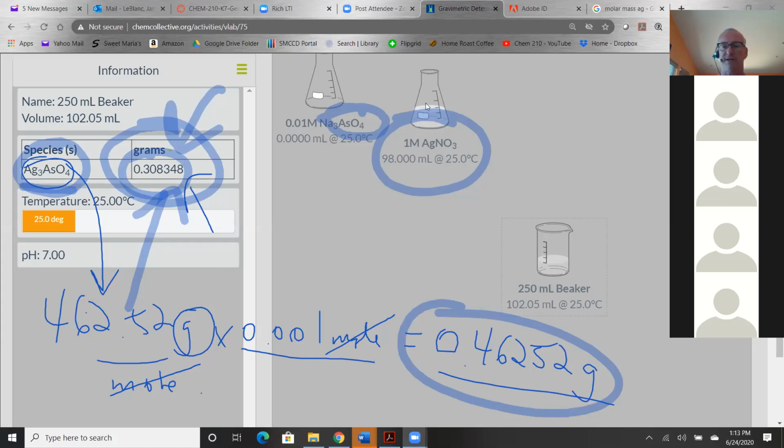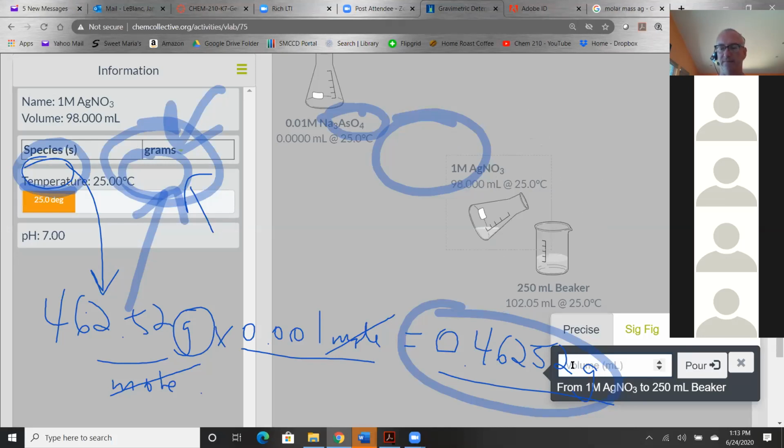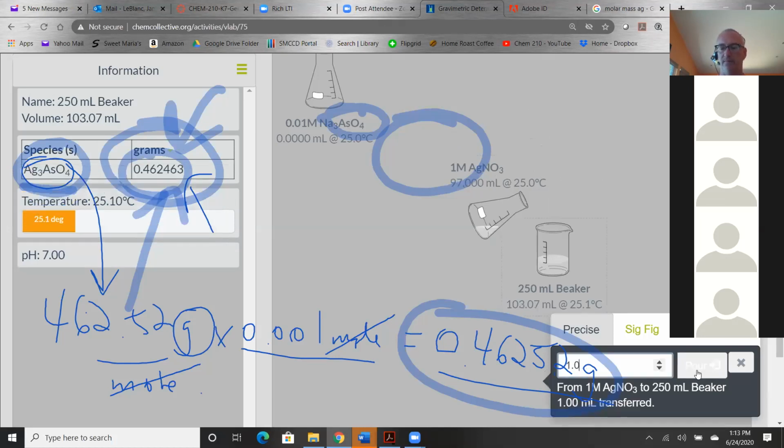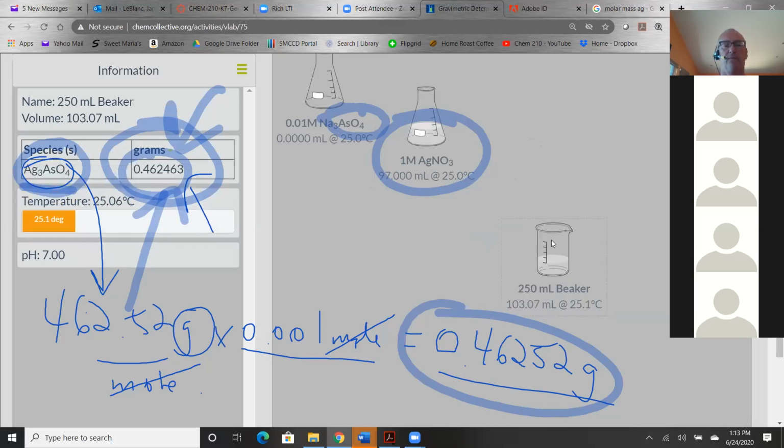So I'm going to take my silver arsenate over and put it over the solution again. And I'm going to add another 1 mil, 1.0. Okay. Now, click on the beaker and look at the mass of the precipitate. Kind of looks familiar, right? It's pretty much exactly what we expected if we precipitated all of the arsenate and converted it into silver arsenate.